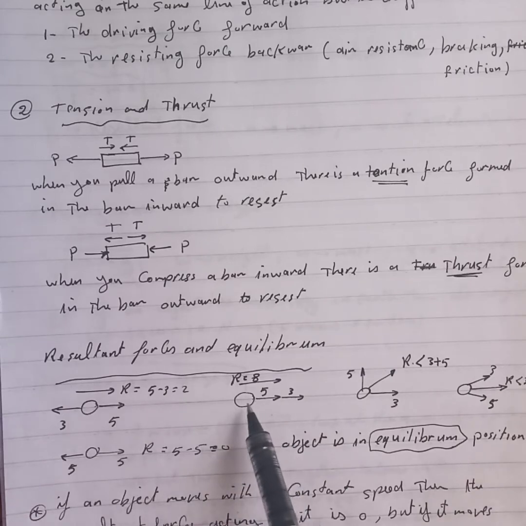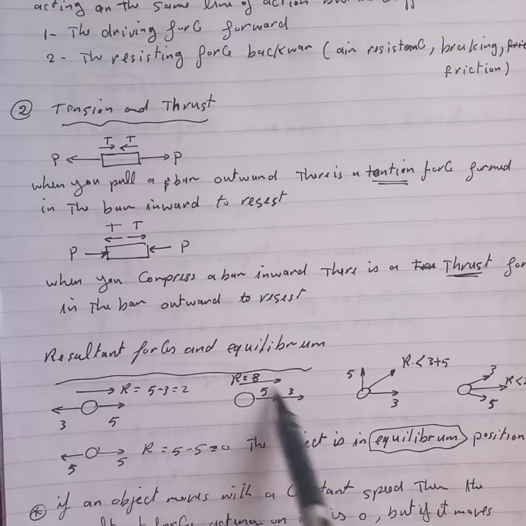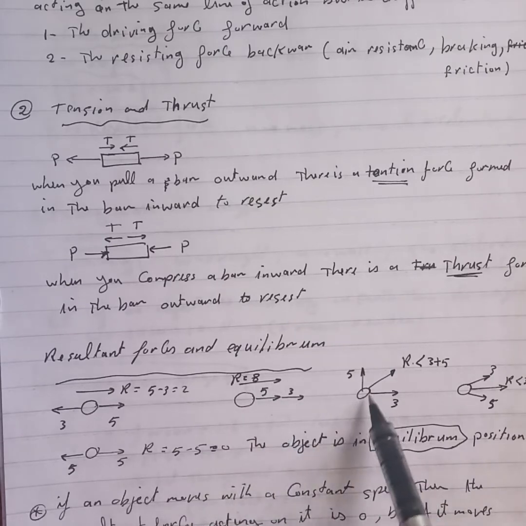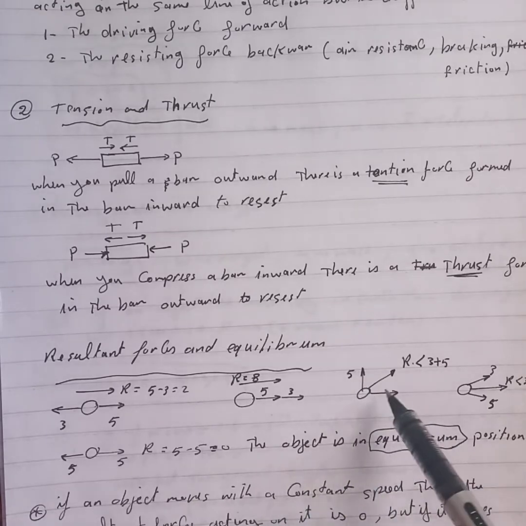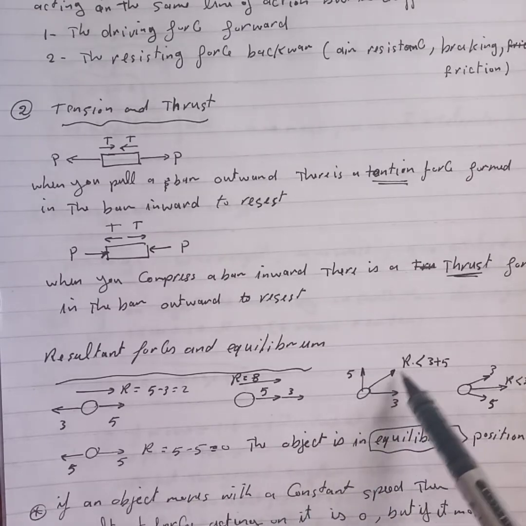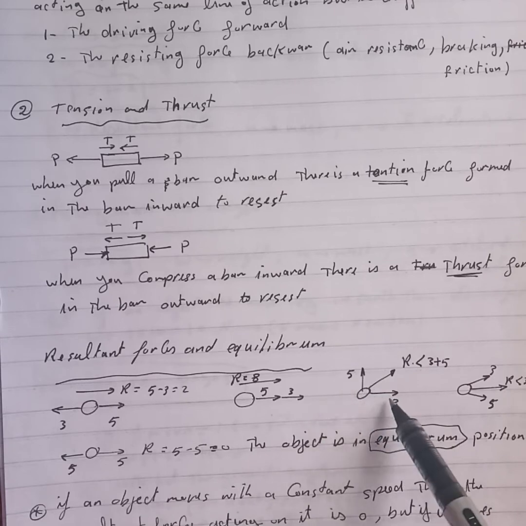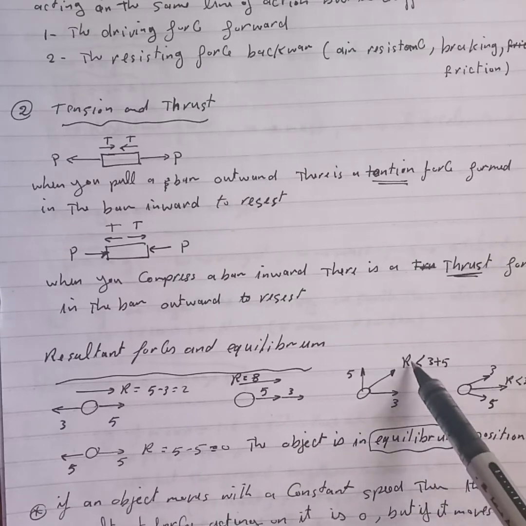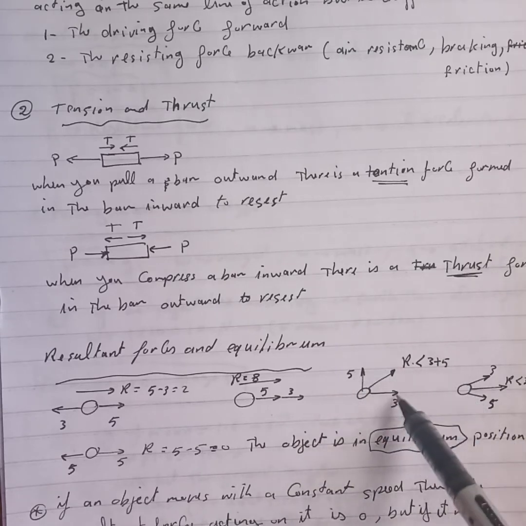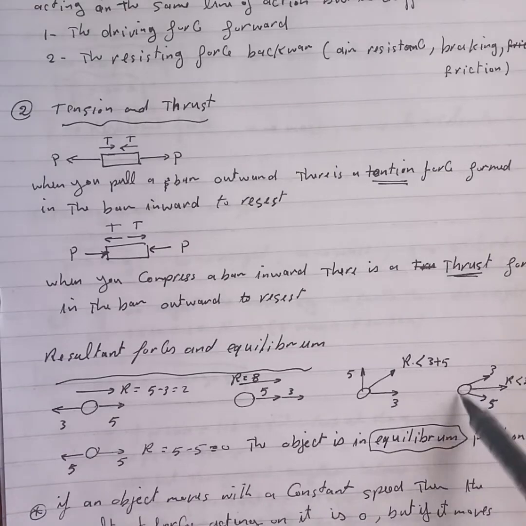But in case the two forces act in the same direction, their resultant force will be the sum of the two forces. 5 plus 3 equals 8. In case the forces make an angle like this, 3 and 5, the resultant force will be in the middle, which means the object will move in this direction between these two forces, at a certain angle close to the bigger force, and the resultant force will be less than the sum of 3 and 5, and also in this case.